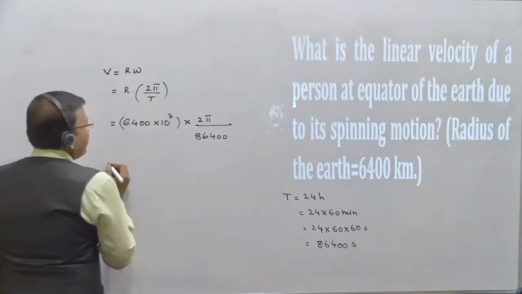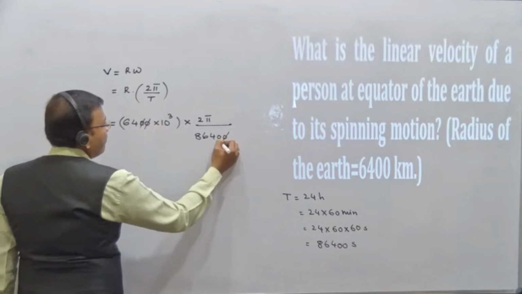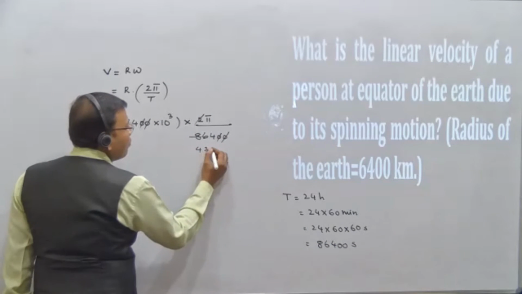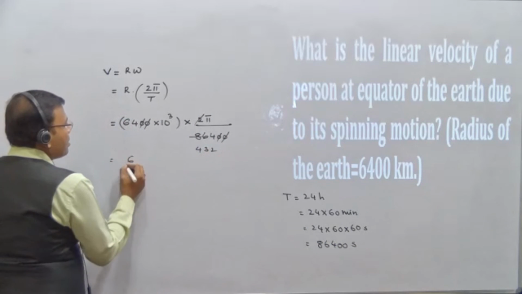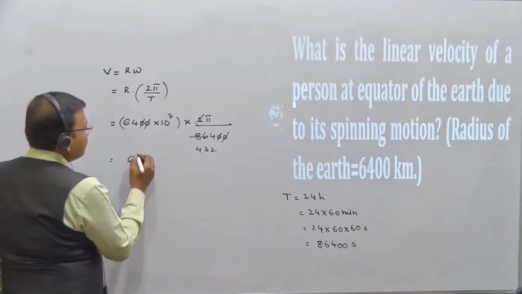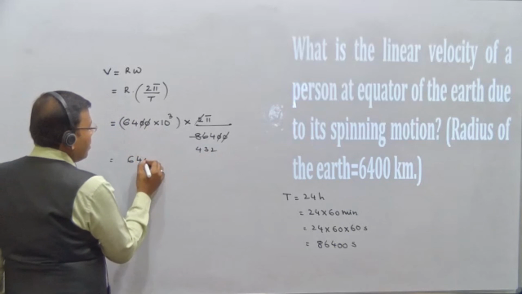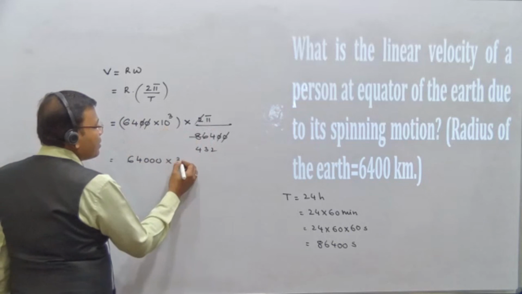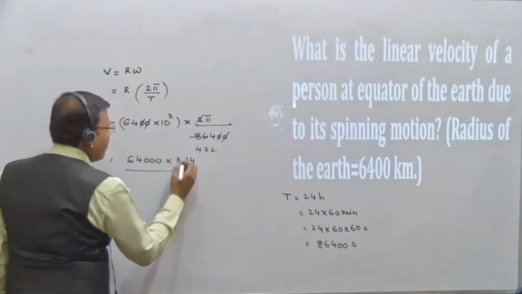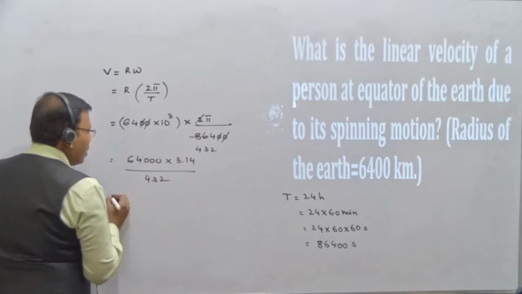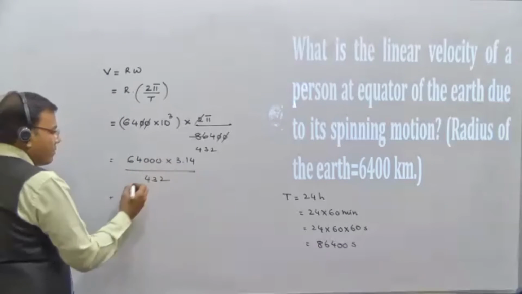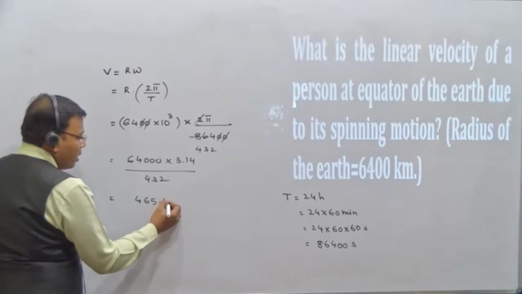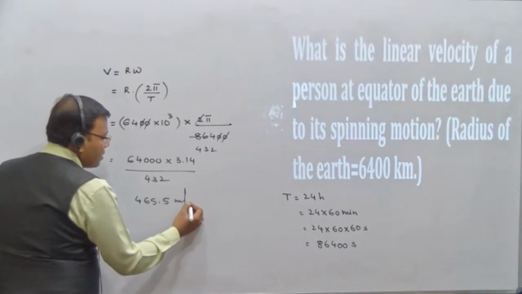86,400. So if you can see, this and this get cancelled. 2 1 times 2 4 3 2. So how much is it? 4 6 4 0 0 0, that is 3 zeros, into pi value 3.14, divided by 432. So if you multiply this with this one and divide it by 432, you will get the answer 465.5 meters per second.